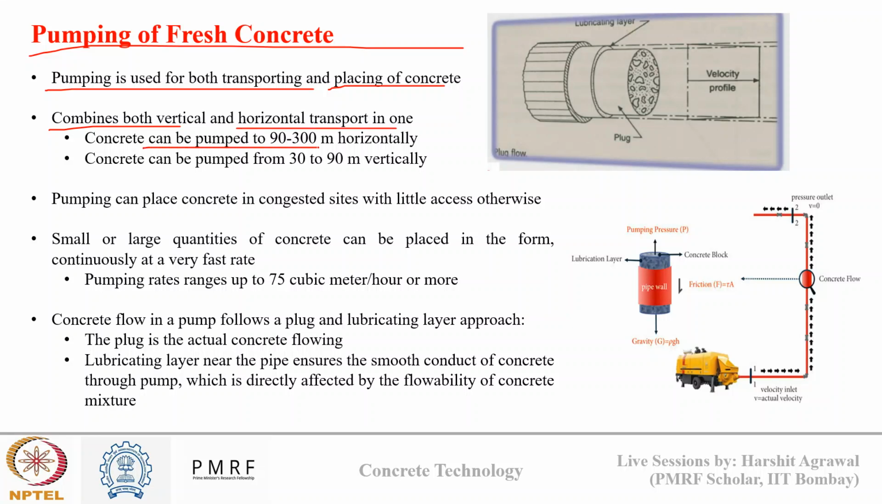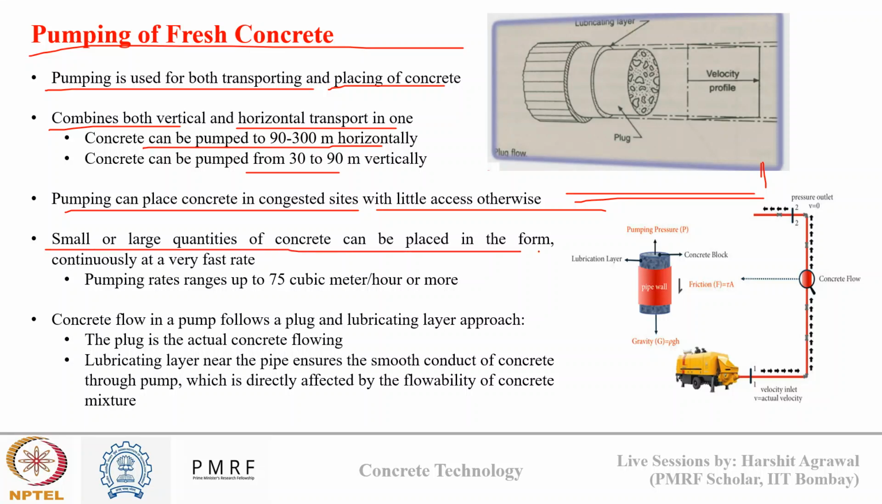So concrete can be pumped up to 90 to 300 meters horizontally and can be pumped up to 30 to 90 meters vertically. Pumping can place the concrete in congested sites with little access otherwise. So we have large pumping lines available which can help us reach congested areas inside my concreting site easily. Small or large quantities of concrete can be placed in the formwork continuously and at a very fast rate, and this concrete flow in a pump follows a flow and lubricated layer approach.